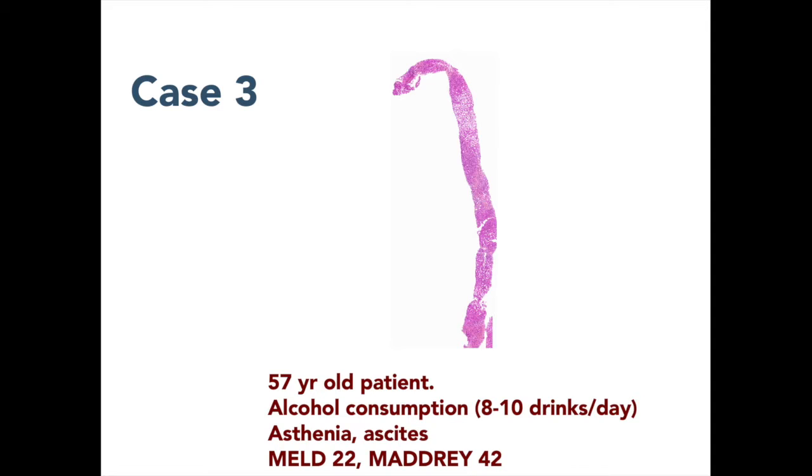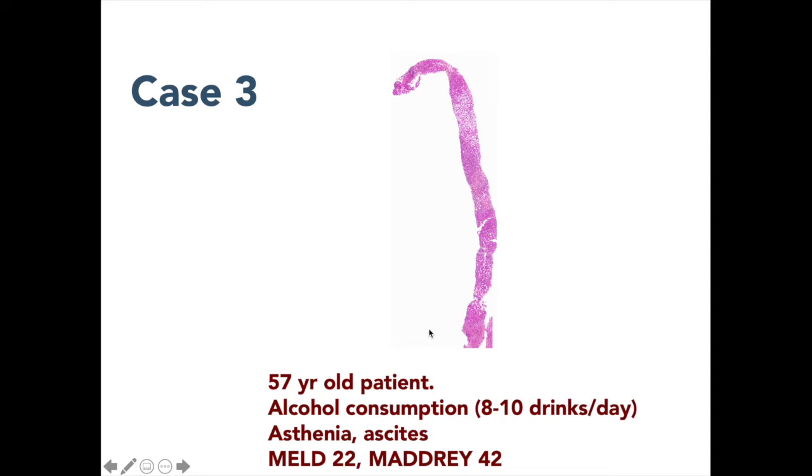So this is a biopsy that was performed in a 57-year-old patient. He has a known history of alcohol abuse with up to 8 or 10 drinks per day, and he's suspected to be a cirrhotic. He has asthenia, ascites, and there is a clinical suspicion of acute alcoholic hepatitis, and you can see the biological scores that are worrisome of hepatic dysfunction.